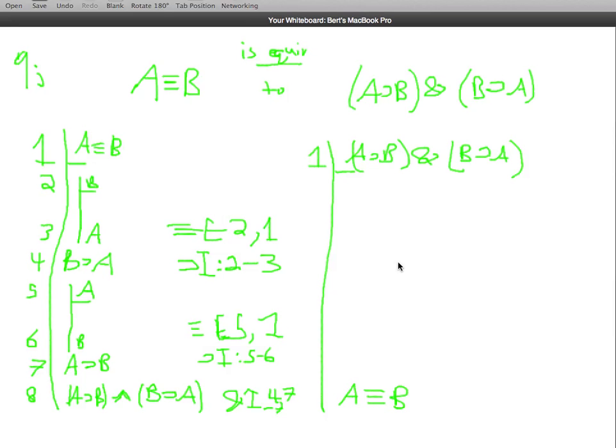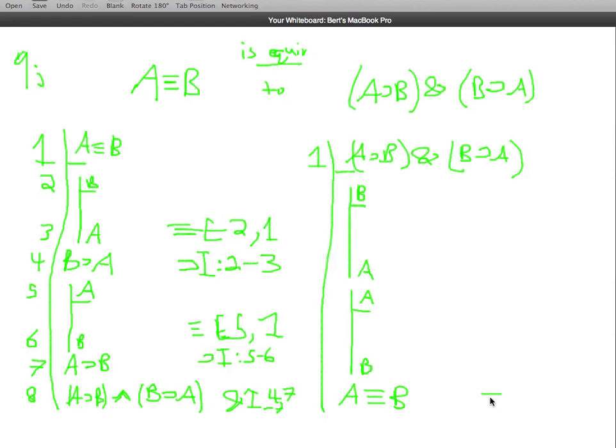So now we're going to do a separate derivation. And our goal in this case is this biconditional. And remember, to introduce a biconditional requires us to do two subderivations. One in which we assume A and we derive B, and another in which we assume B to derive A.